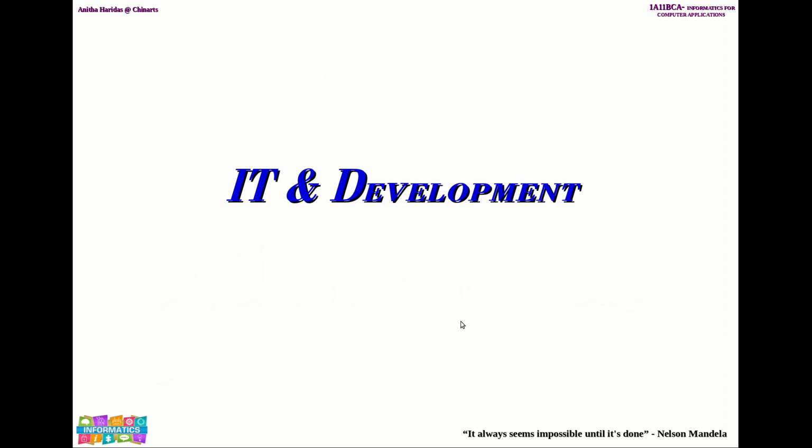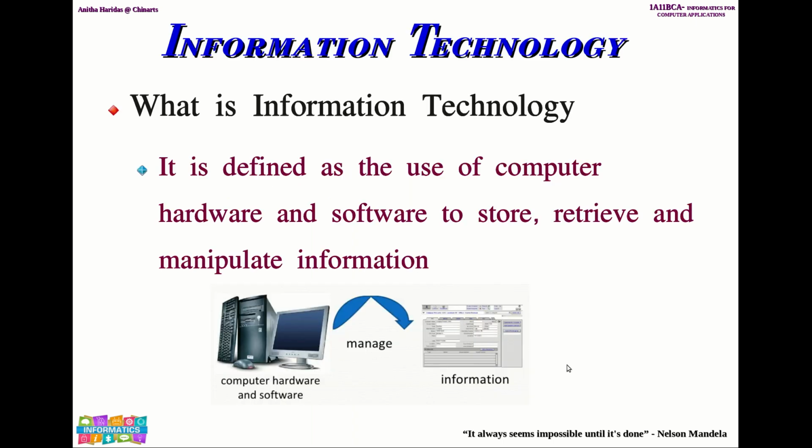Focusing on information technology and development, let us understand what you mean by information technology. We can define it as the use of computer hardware and software to store, retrieve and manipulate information. So that is the main purpose of information technology. We are going to use computers. Nowadays we use mobile phones, tabs, etc. So we use it to store some information, retrieve some information, or process some information.